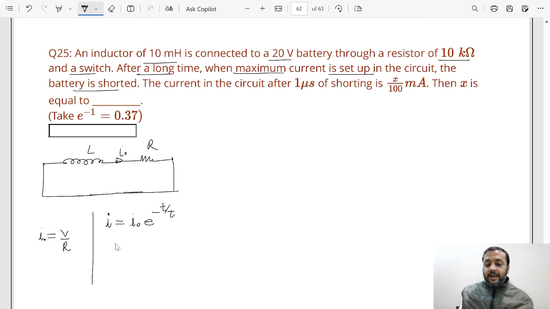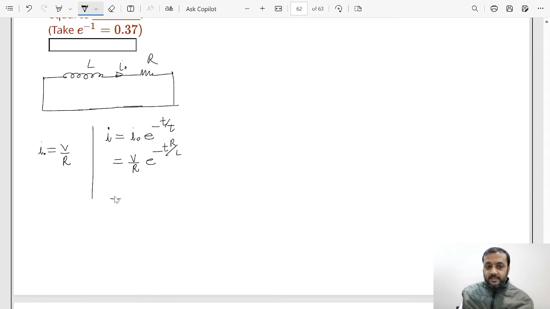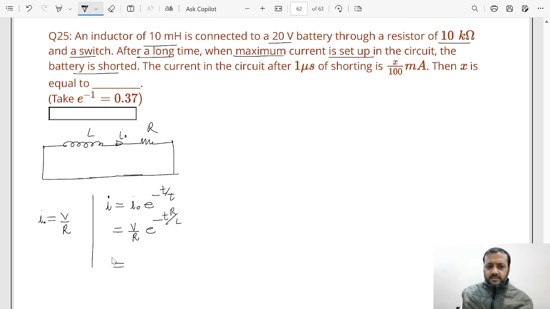We have to find the value of the current at 1 microsecond after shorting. That means I naught will be V by R, times e to the power minus t by tau, where tau is L by R. So we can find the current; we just have to put the values here. V is 20 volts, and the resistance is 10 kilo ohm, that means 10,000.